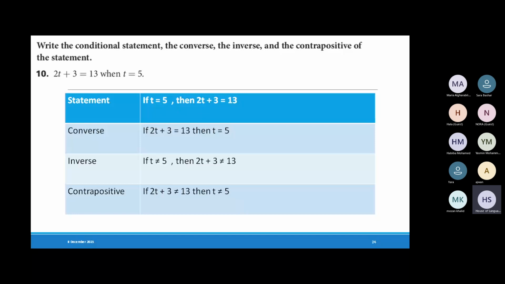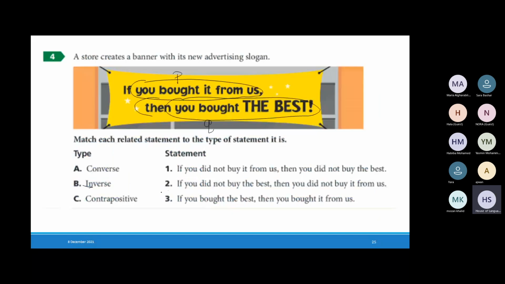Now, let's go back to this example. We solved the inverse, we solved the converse. Now, Ramin, the contrapositive. Bravo. So the order is: 3, 1, then 2.